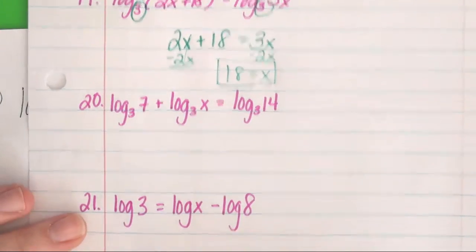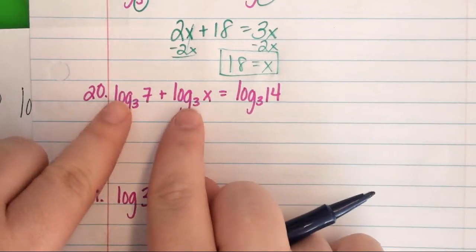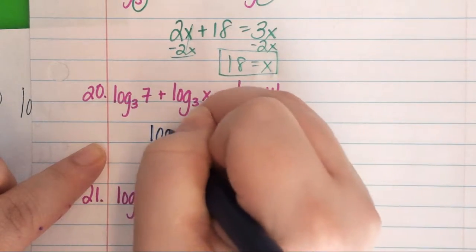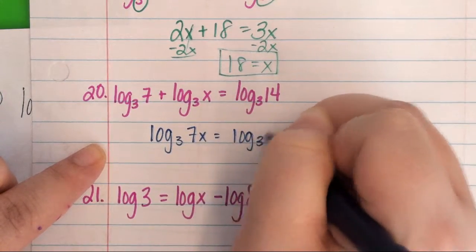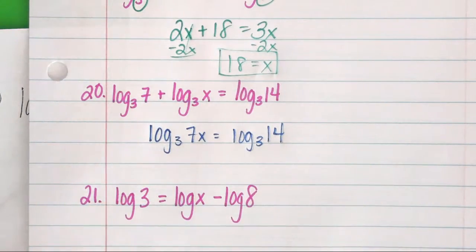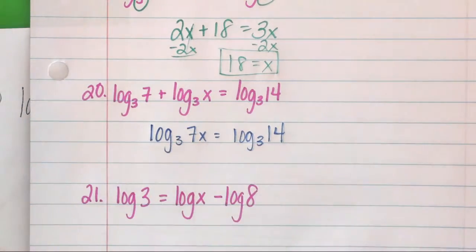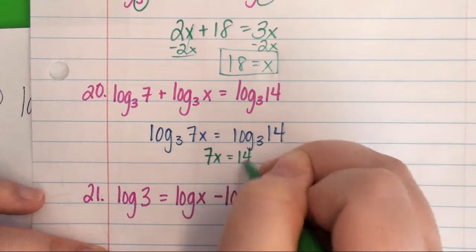Okay. Logarithms, when you add, and they are the same base, it's the same as multiplying, so we can write it as log 3 7x equals log 3 14. Now it really looks like our last problem. We have two logs. They have the same base, so we just set 7x equal to 14. And we get x equals 2.